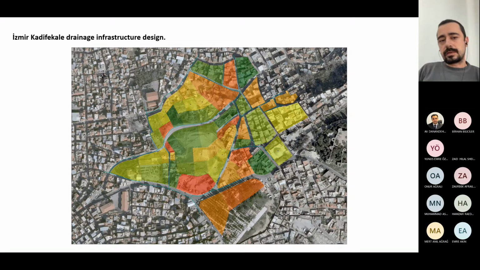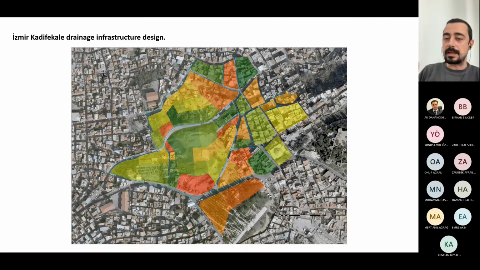This is another project that I worked on. It is a drainage infrastructure design. In the end, you should be doing drainage infrastructure, but before starting to design your infrastructure, you should know how much water will be coming from each region.